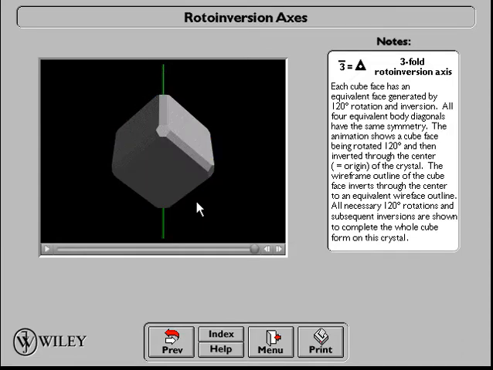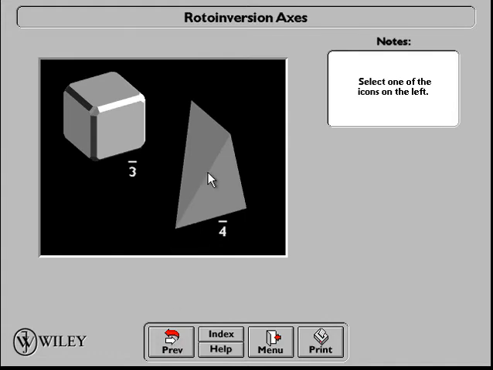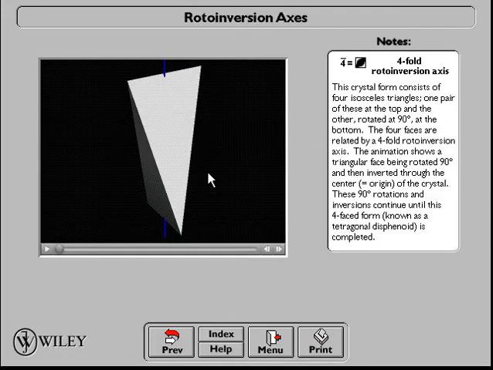So, and that is now the 3-fold roto-inversion axis. You can also train it by yourself, or you can just make a drawing and make all these rotations for yourself. So now we are going to a 4-fold roto-inversion. Here with the 4 and the bar at the top, and here we have the sign, the square with this sign inside.